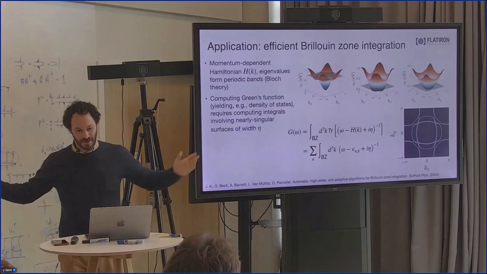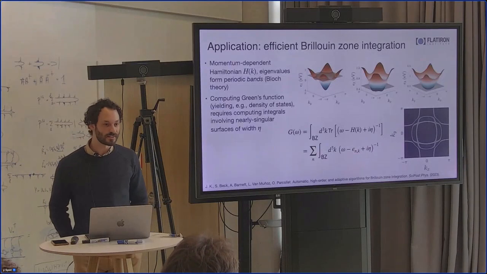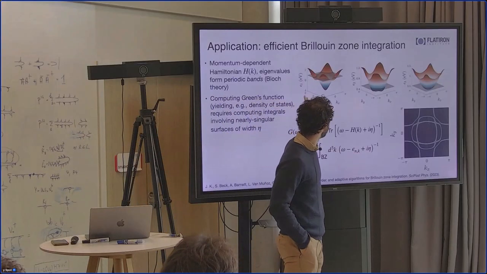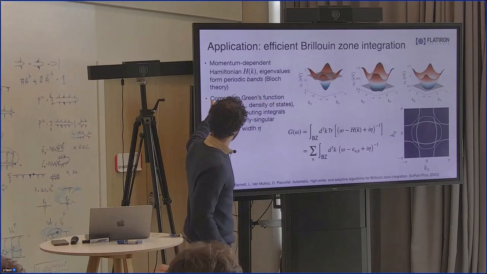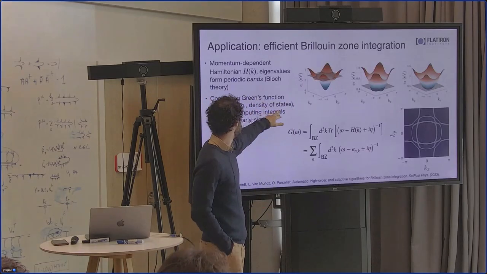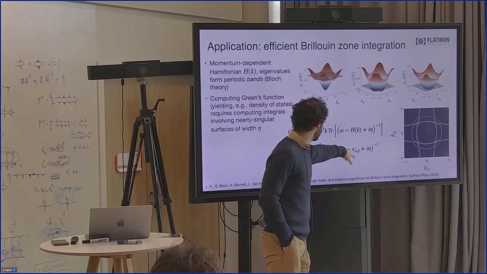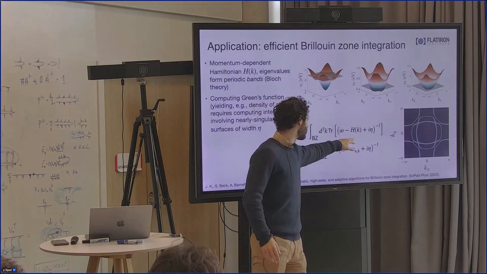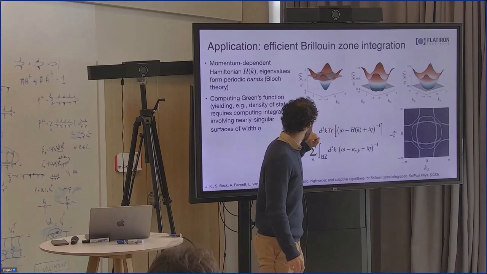And as many of you know much better than me, many quantities and calculations that you want to do involve integrations over this momentum space, which is called the Brillouin zone. For example, computing the Green's function, from which you can get the density of states, is given this way. So here I've just written this in terms of its eigenvalues. And let's just stare at this for a minute.